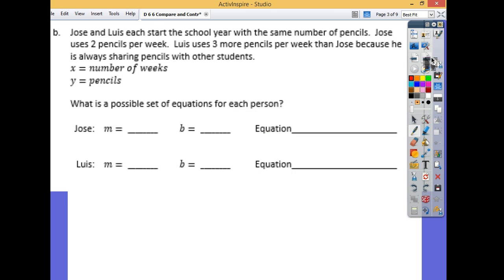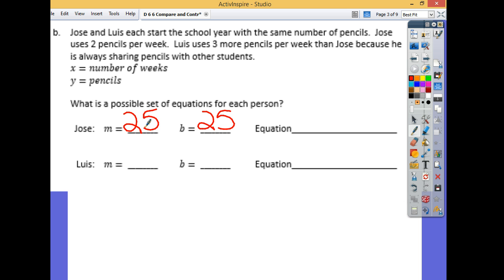Let's do another one. Jose and Luis each start the school year with the same number of pencils. So their initial beginning of the school year, they start with the same amount of pencils. What's a realistic number for starting the school year out with pencils? 10? Is that all you guys start out with the school year is 10 pencils? 20? 30? I would say at least that. So let's compromise. What do you guys want to come up with? 25. I like that. So that goes here, right? Or does it go here?